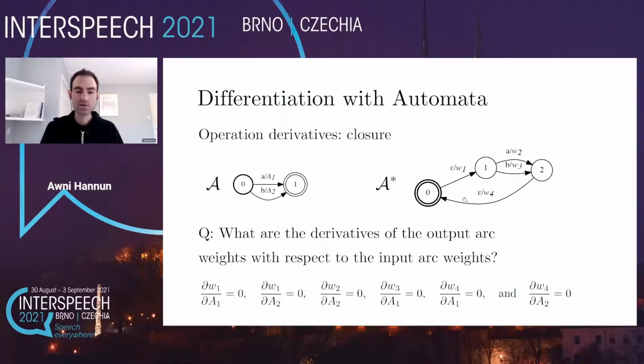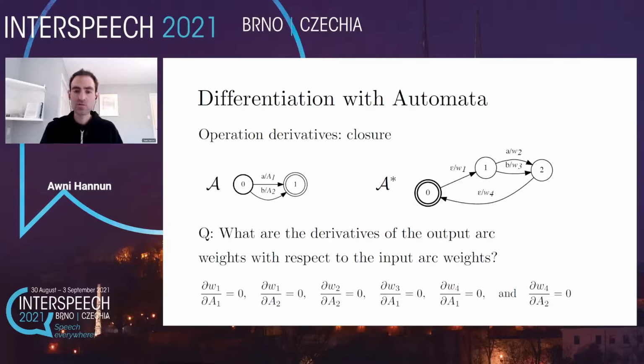So, let's look at an example. W sub 1, the arc weight associated with this epsilon. The epsilon is a new arc in the output graph. It didn't come from any arcs in the input graph. So its derivatives with respect to all of the arcs in the input graph, A sub 1 and A sub 2, are 0. The same is true for W sub 4. For W sub 2 and W sub 3, they're 0 with respect to the arc which they did not come from, and 1 otherwise.